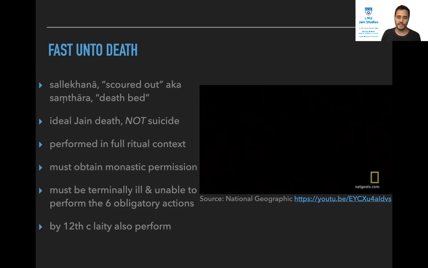I'm going to show you a brief video from National Geographic that documents this process of Sallekhana, of a nun who undertook the process. And you can see that the nun is surrounded by people supporting her, not cheering her on, but essentially, you know, supporting her in a very uplifting way, right? They're all around her, they're chanting mantras, they're singing songs, they're clapping. They're there for her in full moral support as she makes this transition and relinquishes the breath.